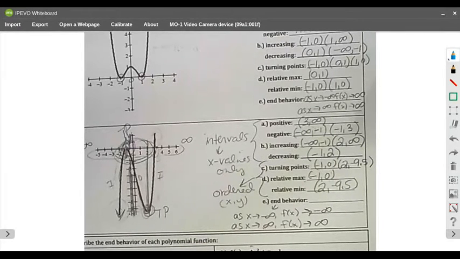I mean, there is one other section, like I said, where I give you intervals and you have to tell me positive, negative, increasing, decreasing. But if you can do this part, you can certainly do that part.